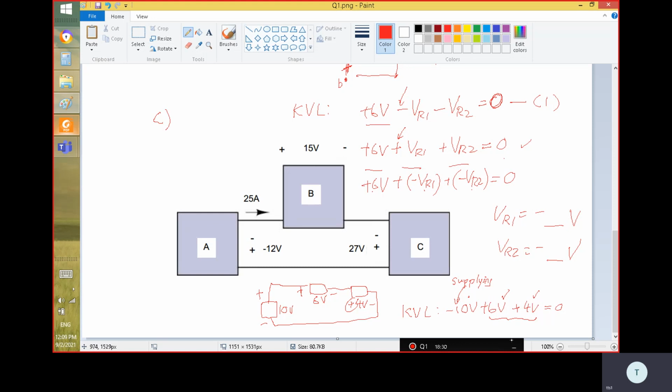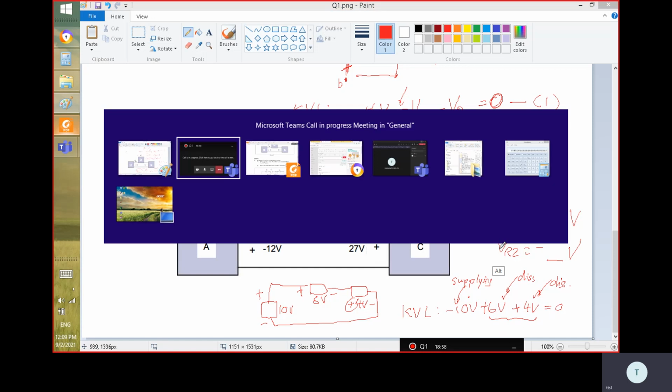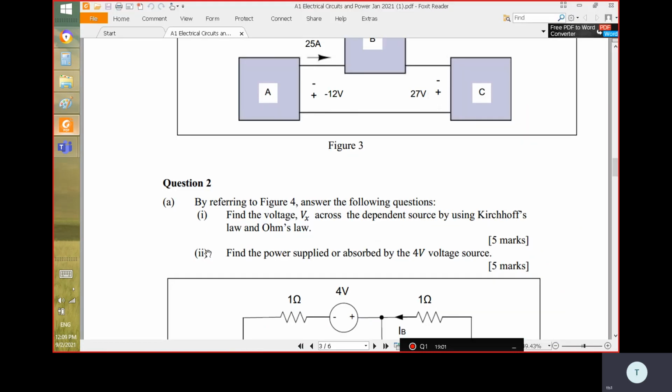When these 2 are positive, that doesn't mean they supply power. Usually when the two are positive, the power is supplied by the one having the largest value here, even though it's negative. So this negative 10 volt transfers to these 2. So we can say that this one is supplying, this one is dissipating, and this one is also dissipating power. So this is for the part 1. And for the part 2, it's quite simple.